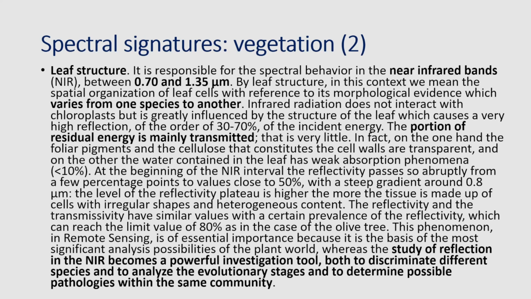The level of the reflectivity plateau is higher the more the tissue is made up of cells with irregular shapes and heterogeneous content. The reflectivity and the transmissivity have similar values with a certain prevalence of the reflectivity, which can reach the limit value of 80% as in the case of the olive tree. This phenomenon, in remote sensing, is of essential importance because it is the basis of the most significant analysis possibilities of the plant world, whereas the study of reflection in the NIR becomes a powerful investigation tool, both to discriminate different species and to analyze the evolutionary stages and to determine possible pathologies within the same community.